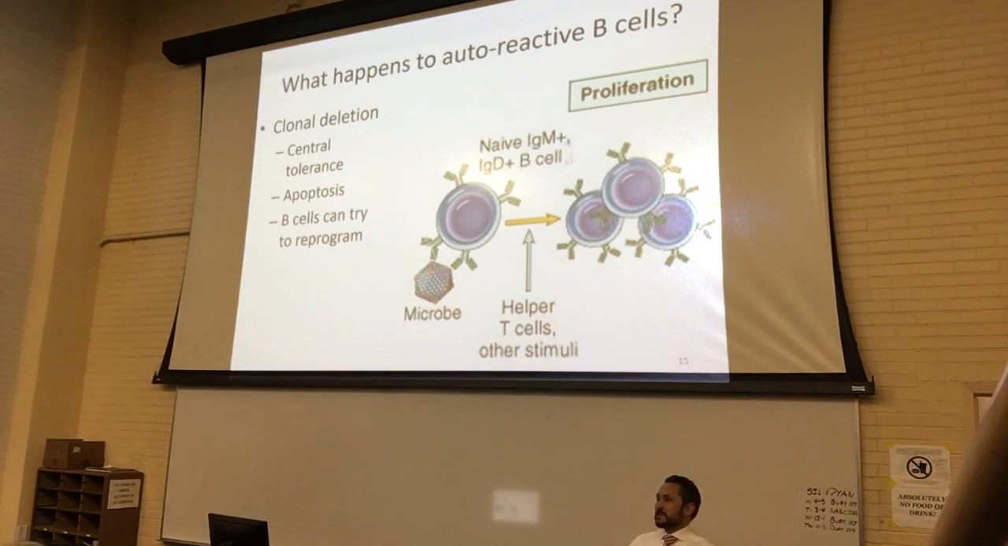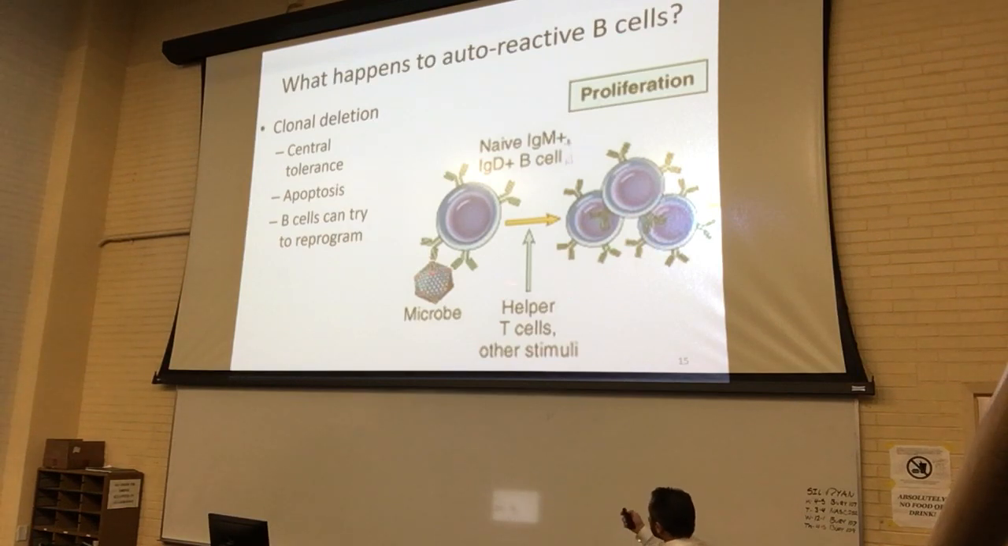A helper T cell has what CD marker on it? CD4 positive, right? These are CD4 positive T cells. What's the other type of T cell? CD8 positive T cell, which is also referred to as what? A cytotoxic T cell. Very good.